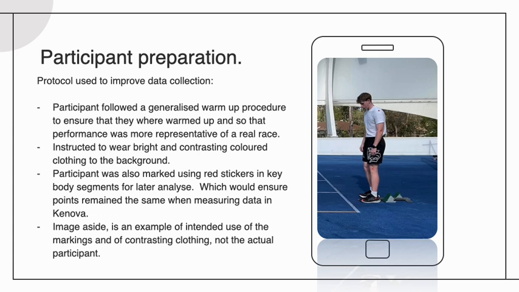Participants were also marked using red stickers on key body segments, around the joints, which would ensure the points remain the same when measuring data in Kinovea. The image aside is an example of what that looked like.